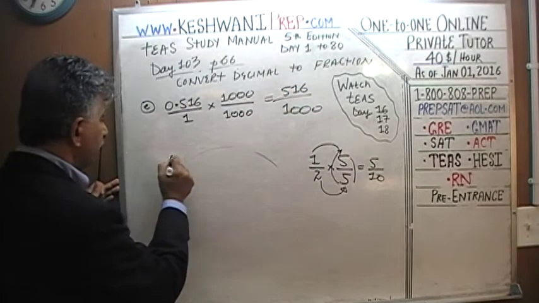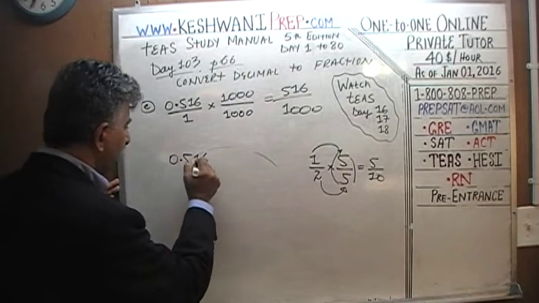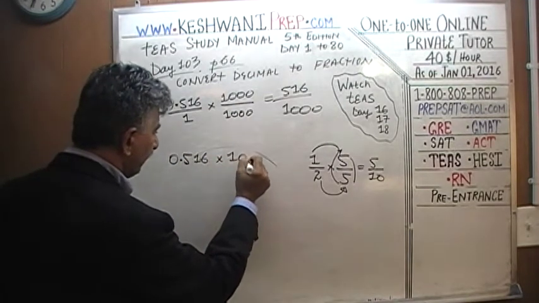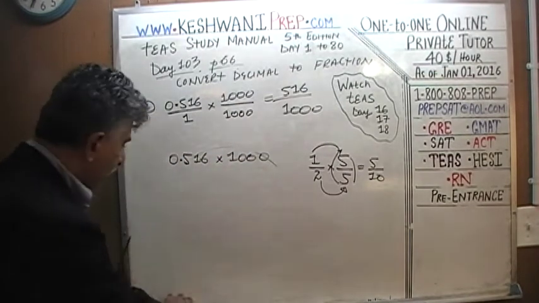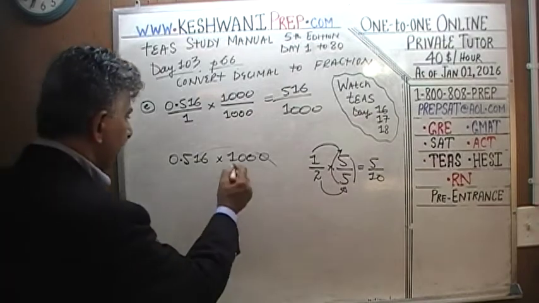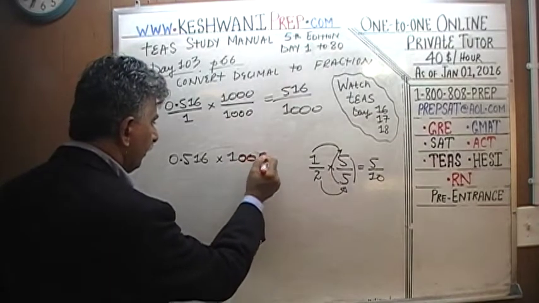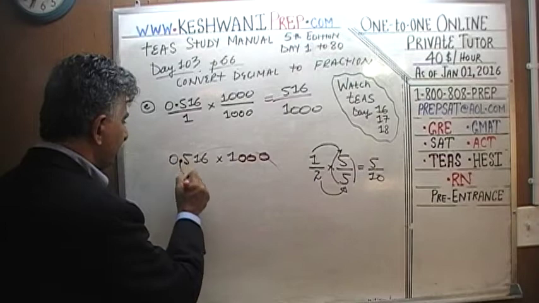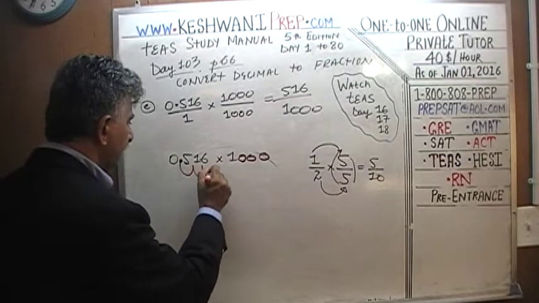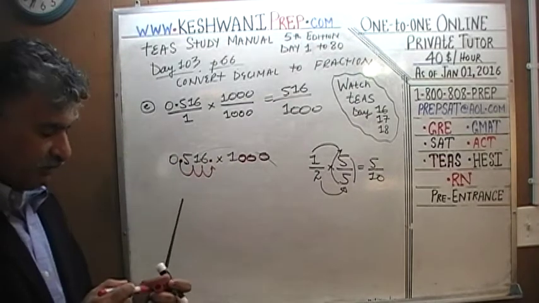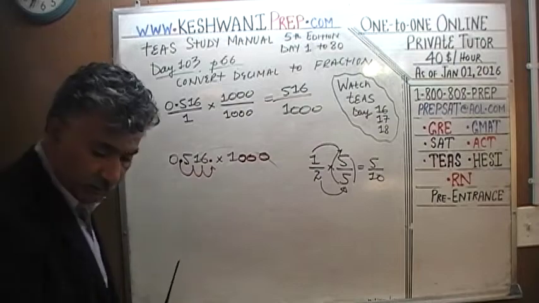Why 516? Because 0.516, one more time, when you multiply it by 1000, 1000 has 3 zeros. And therefore, we pick our decimal and move it 3 spots to the right. 1, 2, 3. The decimal ends up here. It becomes 516. Now, the bottom.